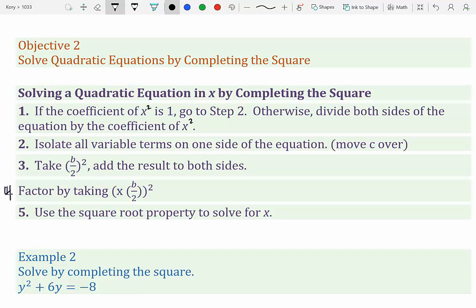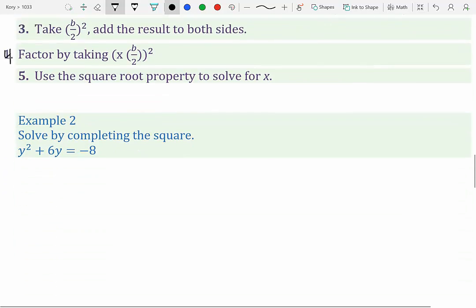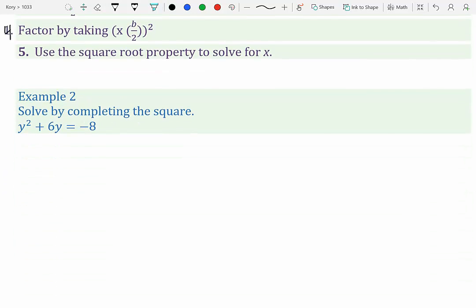Now, factoring is so easy with this. It's x, whatever half of b was, and then you square everything. Then you use the square root property to solve for x. So, for example 2, if there's nothing in front of x squared, then you can go ahead and start working.